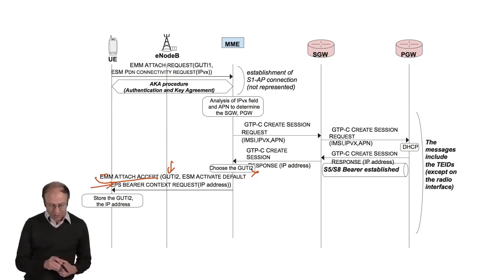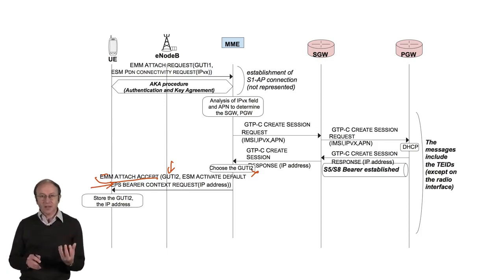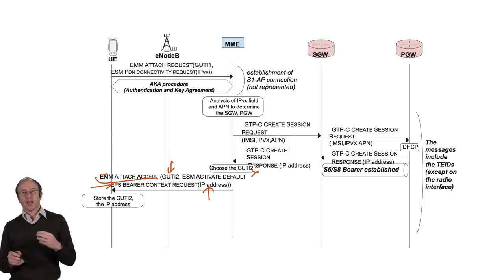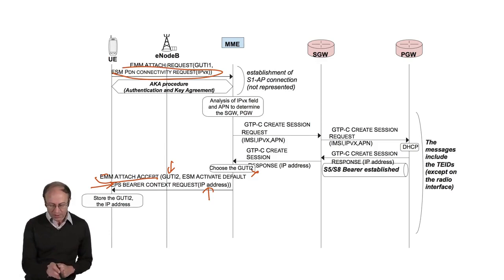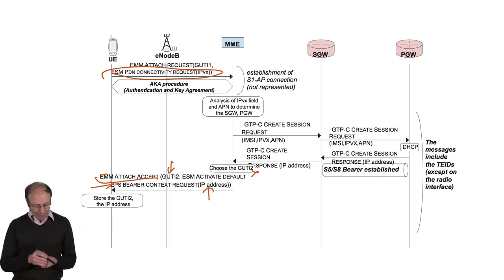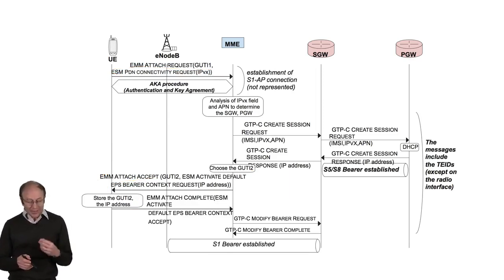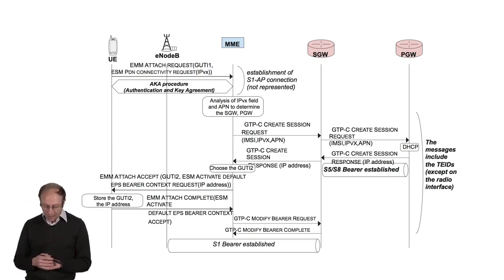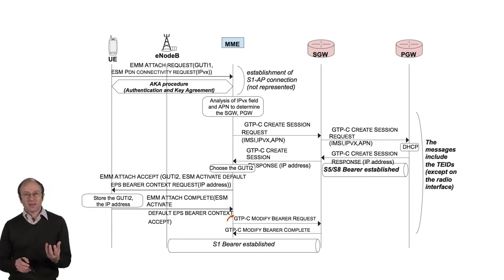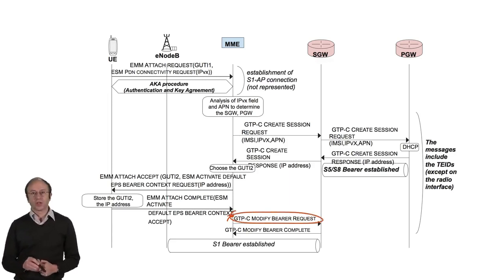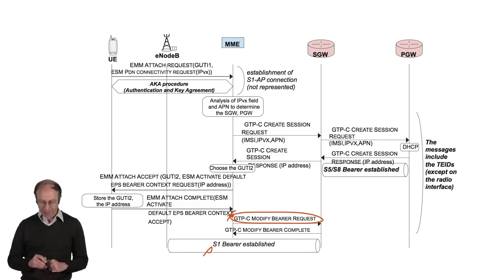And second, an ESM activate default bearer context request message with the IP address, the response to the previous request. The terminal stores the IP address and the GUTI, and will then acknowledge, indicating the attachment was successful and that the establishment of the context, in other words, the IP address, has been stored. And the MME will then indicate to the S-gateway that it must establish the S1 bearer, the data tunnel between the eNodeB and the serving gateway.